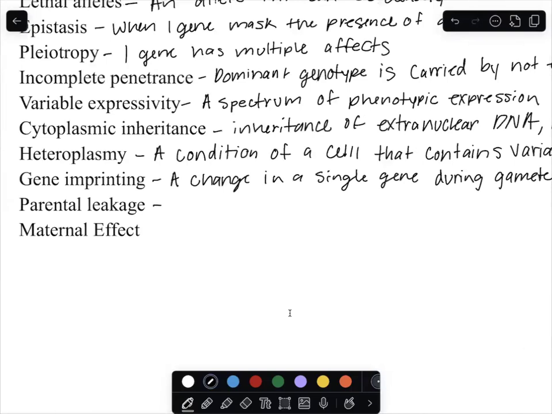Okay, paternal leakage is when a dad provides the mitochondria.